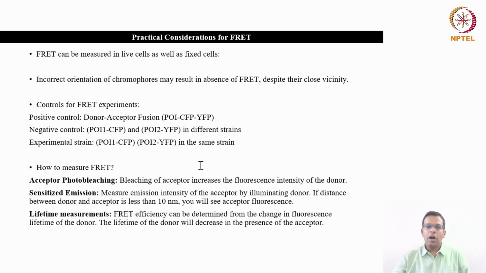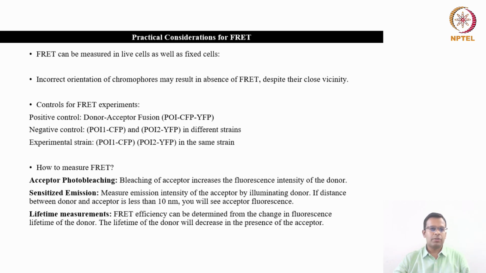Now, how to measure FRET? There are three ways of measuring FRET. The first and the simplest method is known as acceptor photobleaching. So how is it measured? Bleaching of the acceptor increases the fluorescence intensity of the donor.